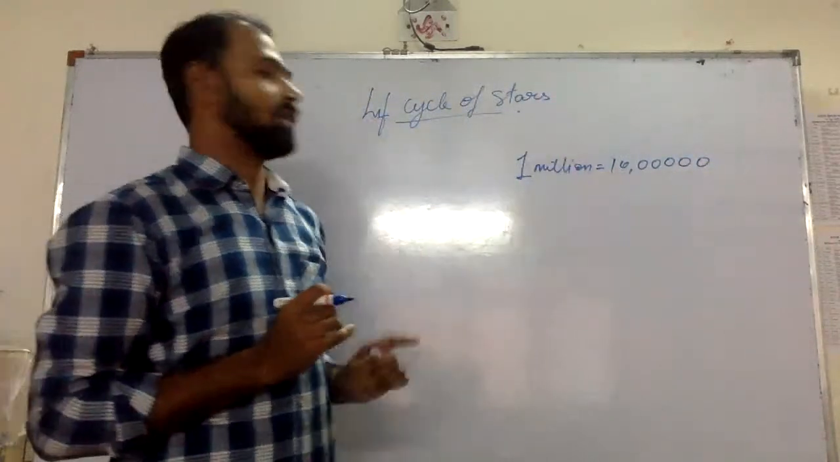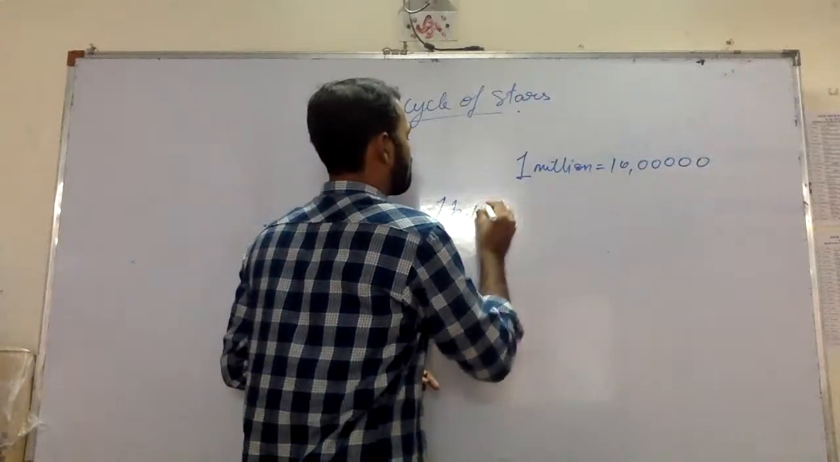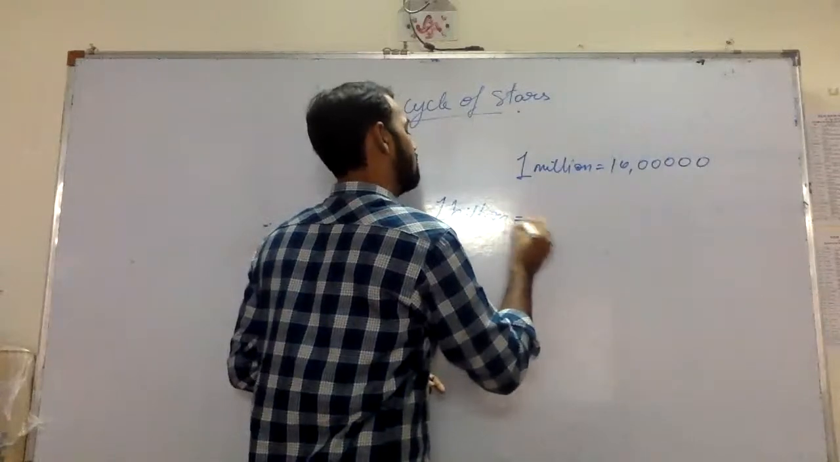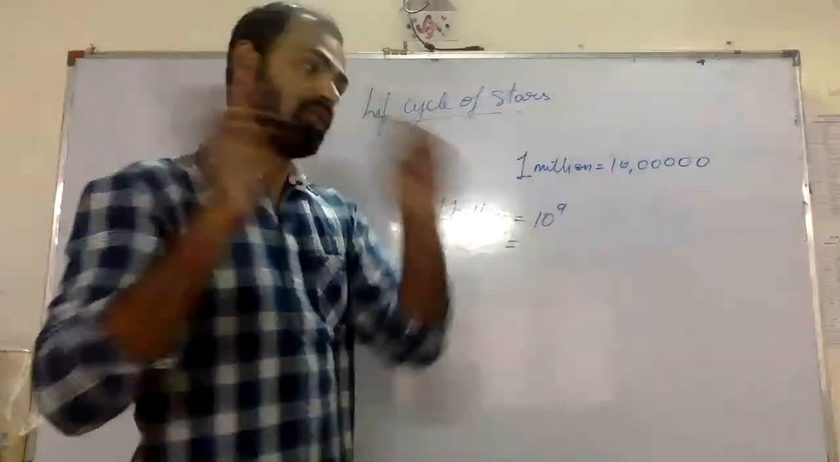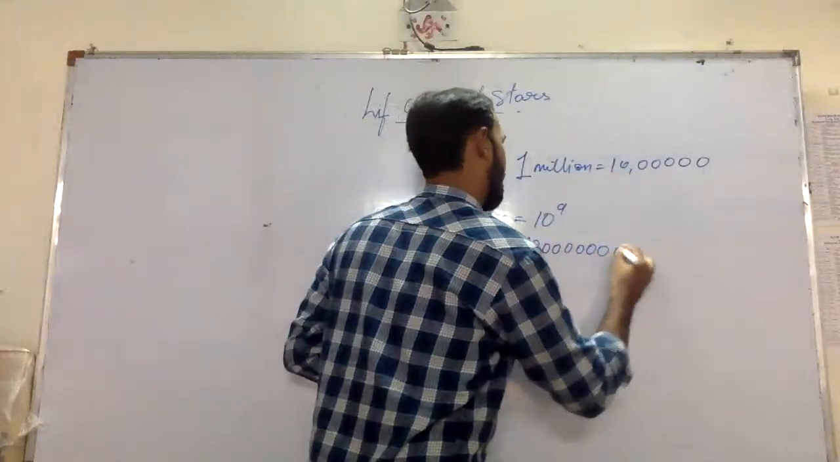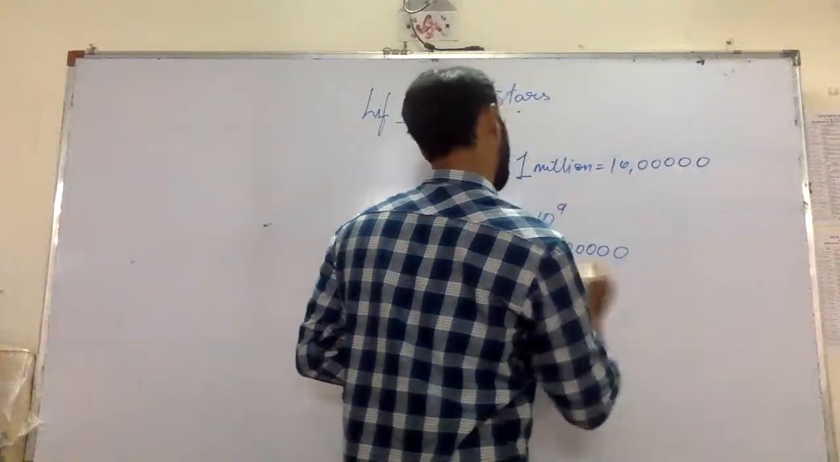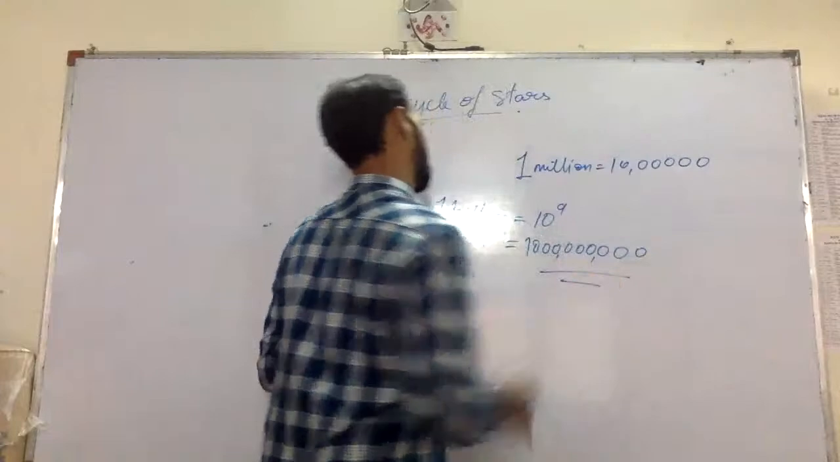1 million is equal to so much. Now 1 billion is equal to 10 raised to 9. That is 9 zeros after 1: 1, 2, 3, 4, 5, 6, 7, 8, 9.